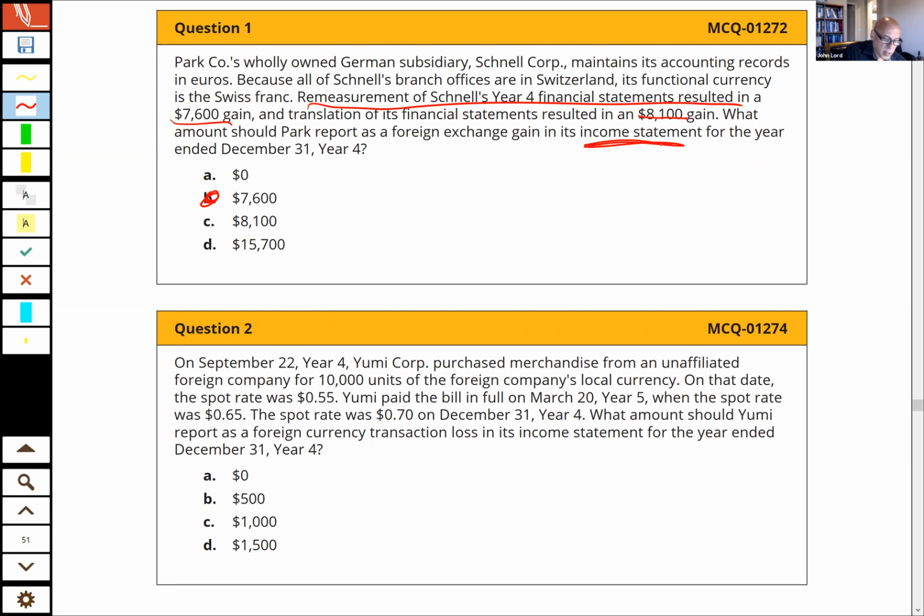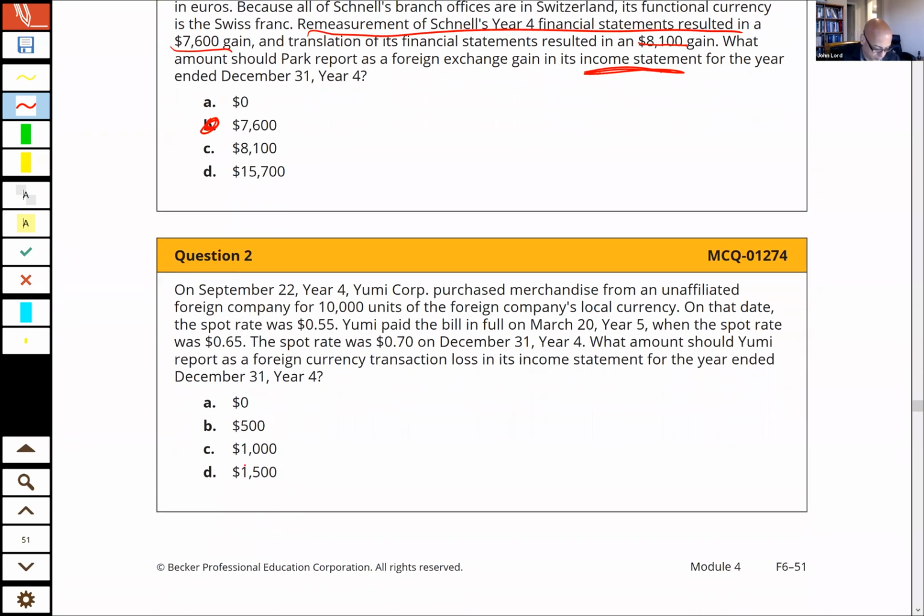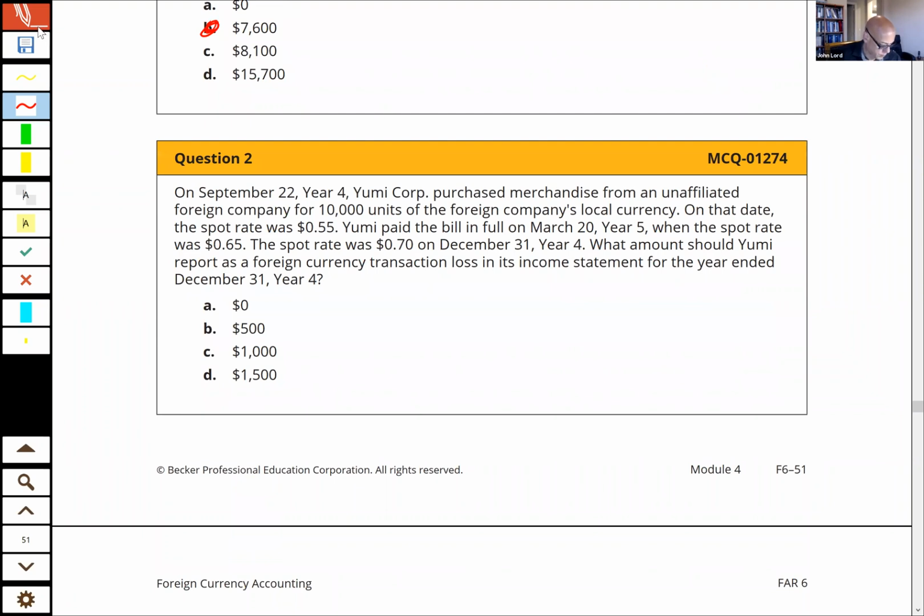And they ask us what should go to the income statement. Well, remeasurement went to the income statement. Translation gain or loss is part of comprehensive income, right? So that was really just seeing if you knew where to report remeasurement and where to report translation, and that is on that flashcard. Translation goes to other comprehensive income. Remeasurement goes to the income statement. You saw the little watermark example we had. Okay, good. Let's try another one.